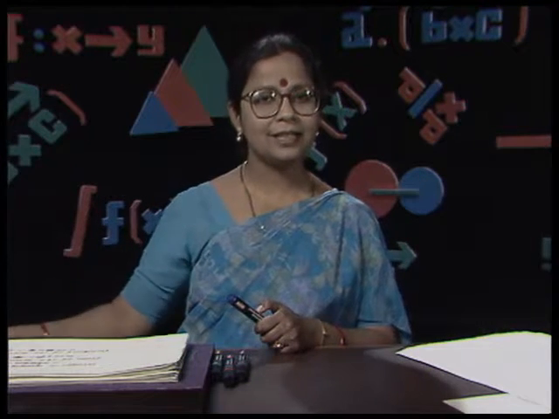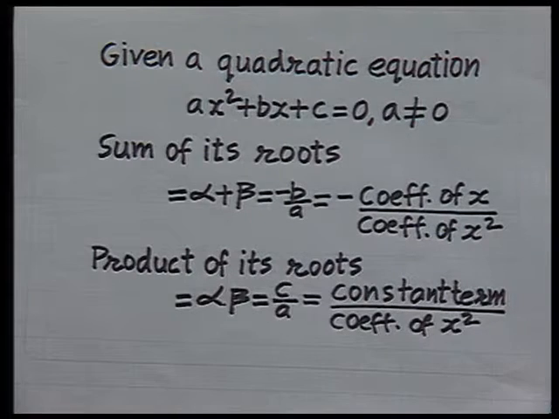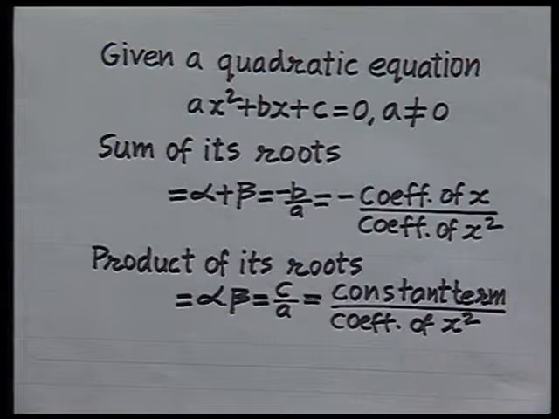What else did we learn in that lesson? We also learned to find the sum and the product of the roots of a given quadratic equation without actually finding out the roots. That is, given a quadratic equation ax square plus bx plus c equal to 0, a not equal to 0, sum of its roots will be alpha plus beta, that is minus b upon a, which is nothing but minus coefficient of x upon coefficient of x square, and product of the roots will be alpha into beta, that is c upon a, which is the constant term upon coefficient of x square.